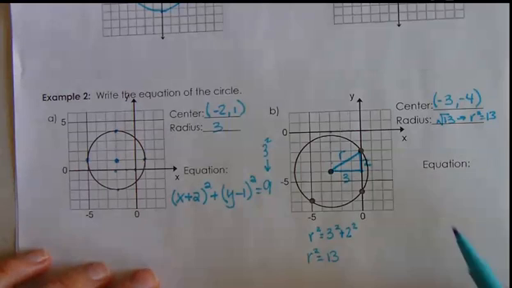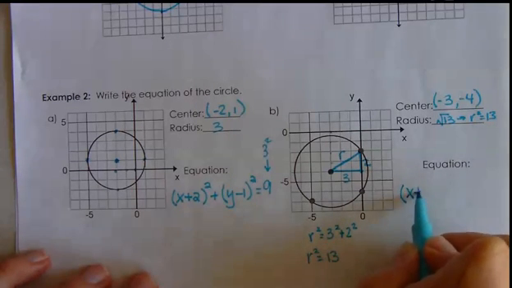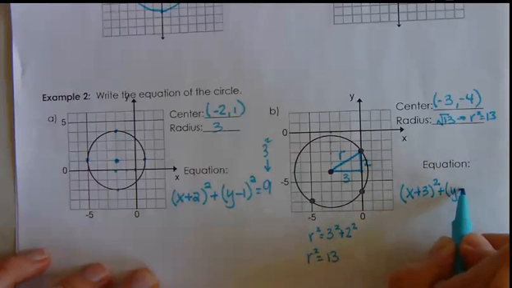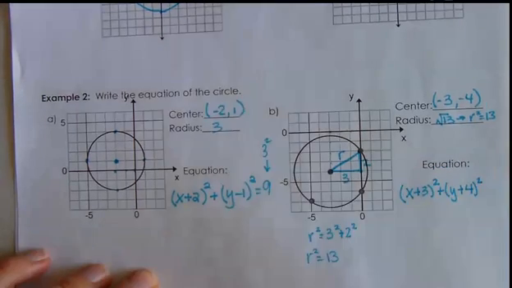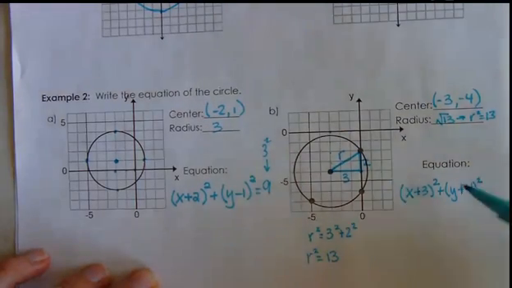Now something else that you could do is plug it into your equation. So just take a look for a second. I'm going to write my equation. So x plus 3 squared plus y plus 4 squared. And that's a minus 3, so I wrote a plus 3. And that's a minus 4, so I wrote a plus 4.